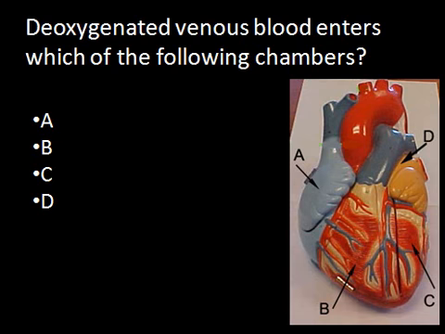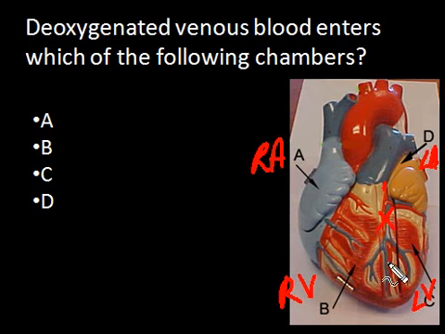Now let's look at the next one, where it asks you, deoxygenated venous blood enters which of the following chambers? So the first thing is you need to identify these chambers. And again, if you look at this, this is in the anatomical position. So A, the atria are above. So A is the right atrium, B is the right ventricle, C is the left ventricle, and D is the left atrium. And this groove here shows you the interventricular sulcus, the anterior interventricular sulcus with the great cardiac vein and the anterior interventricular artery in this.